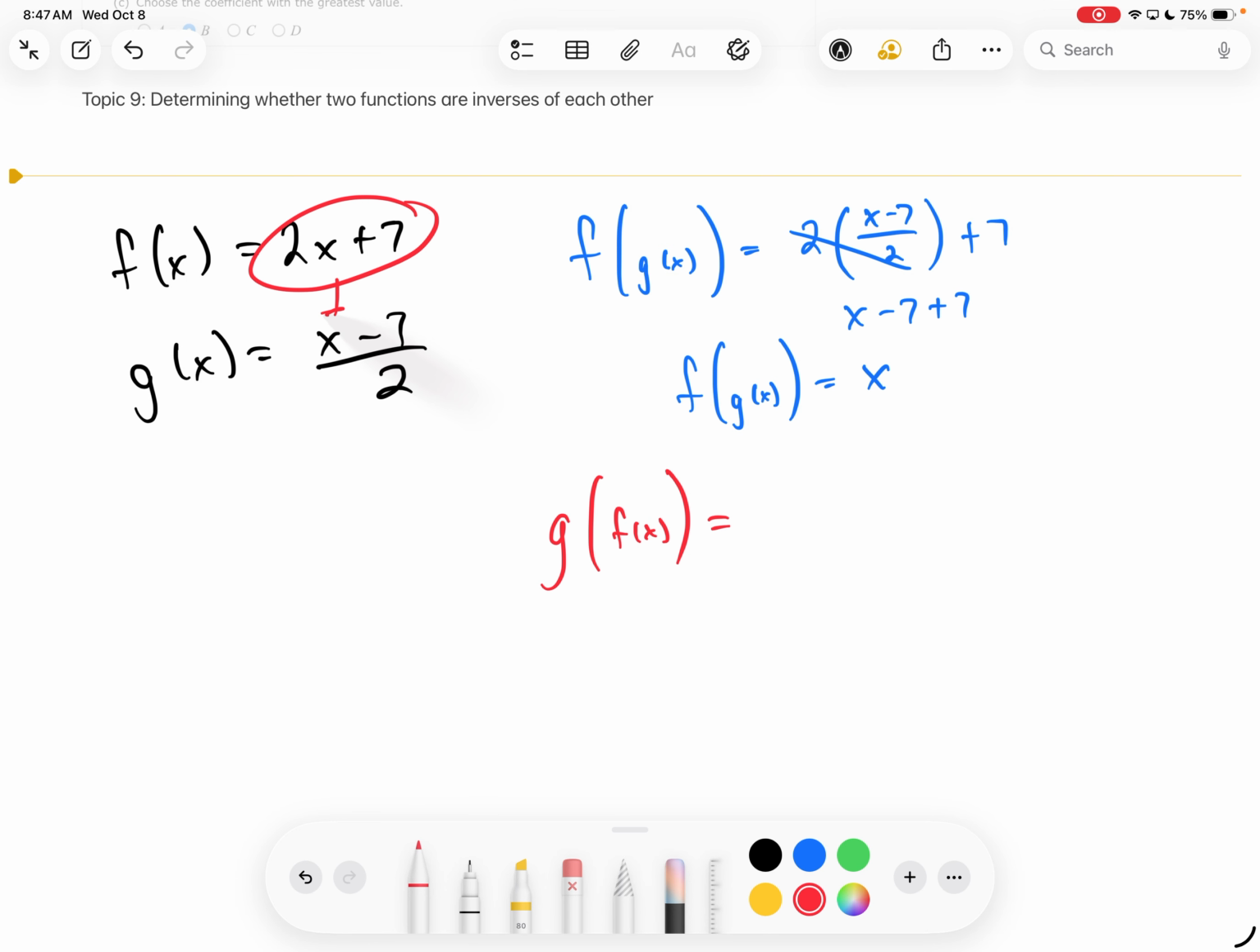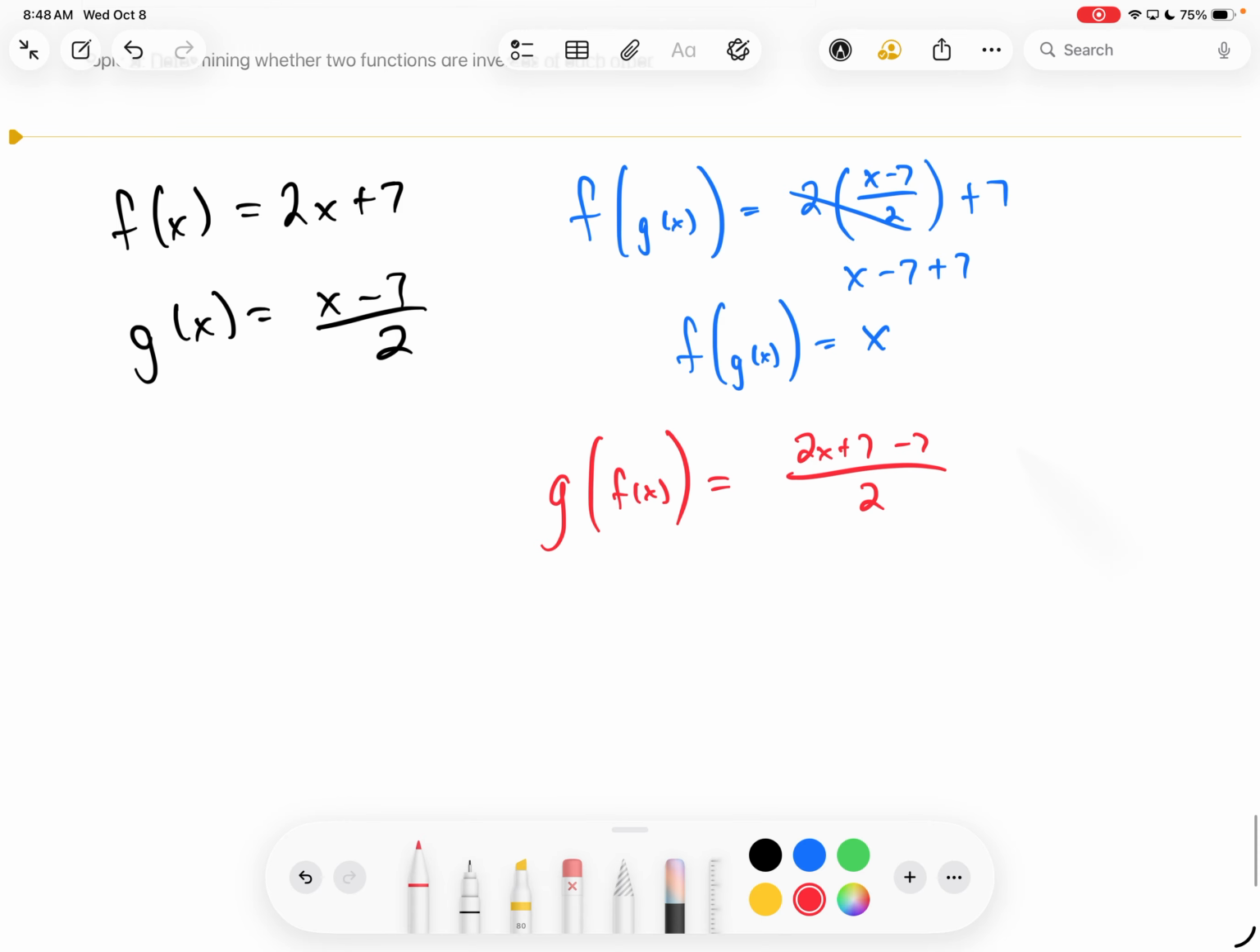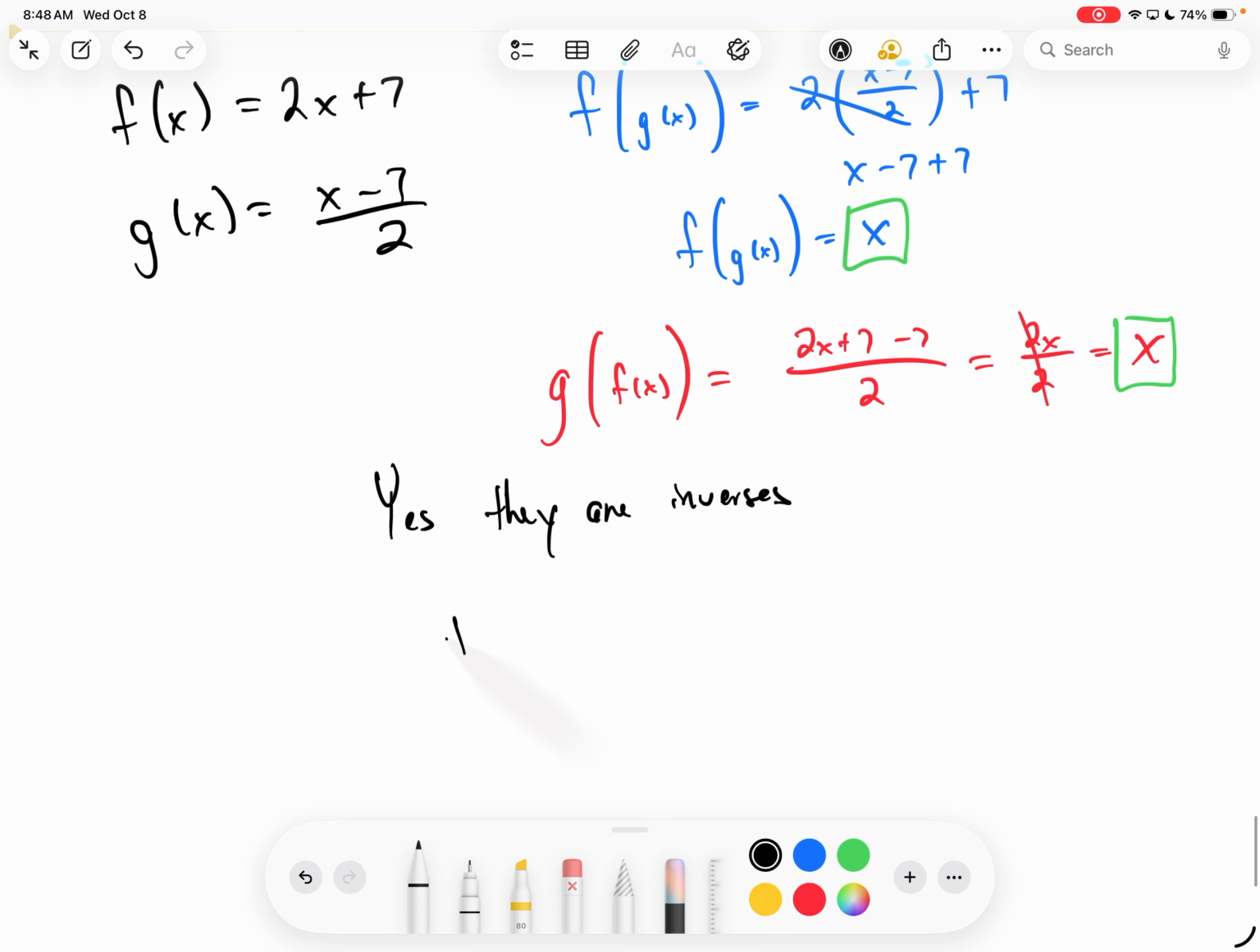So this time I'm taking this one and putting it in here. So I would do 2x plus 7 minus 7 over 2. Plus 7 minus 7 goes away. And then my 2's cancel out, so I just get x for this one. Since I got x for both of these, the answer is yes, they are inverses. You have to get x for both.